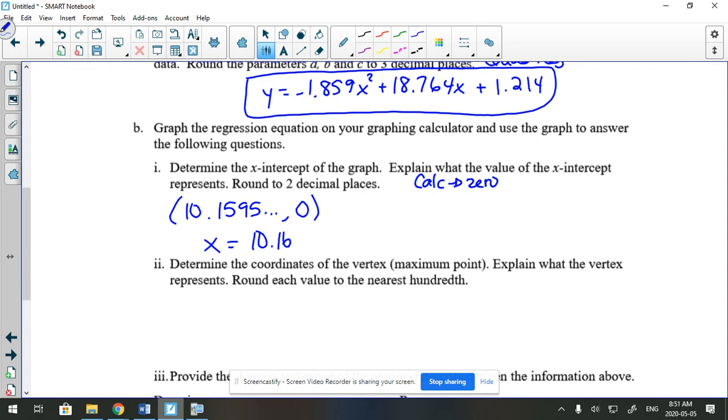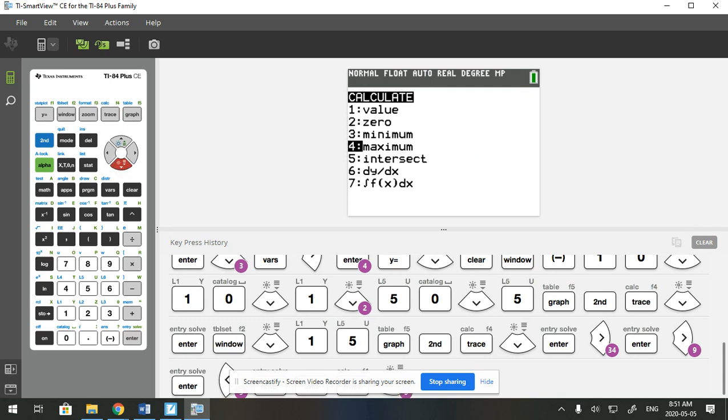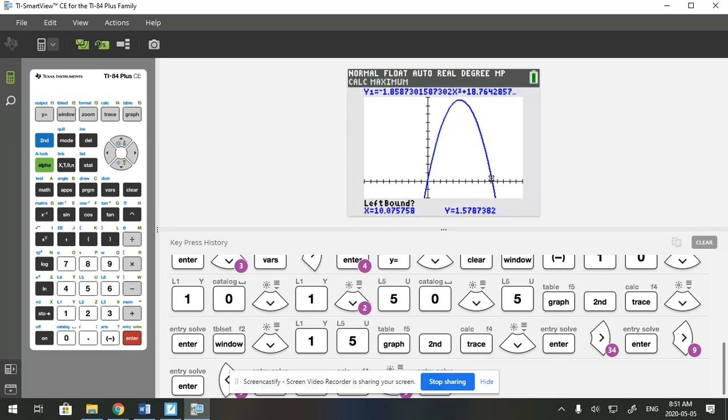Part 2 says, determine the coordinates of the vertex, the maximum point, and then we have to explain what the vertex represents. So it already tells you it's the maximum point, but if it didn't say that, you could look at your graph and see that your vertex would be a maximum. So you're going to go into second calc, and then go down to maximum to calculate the vertex. And again, vertex is at the very peak.